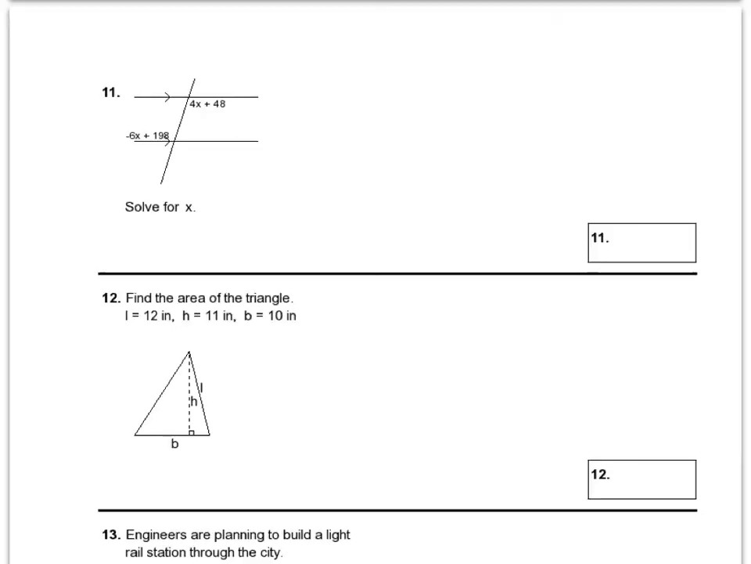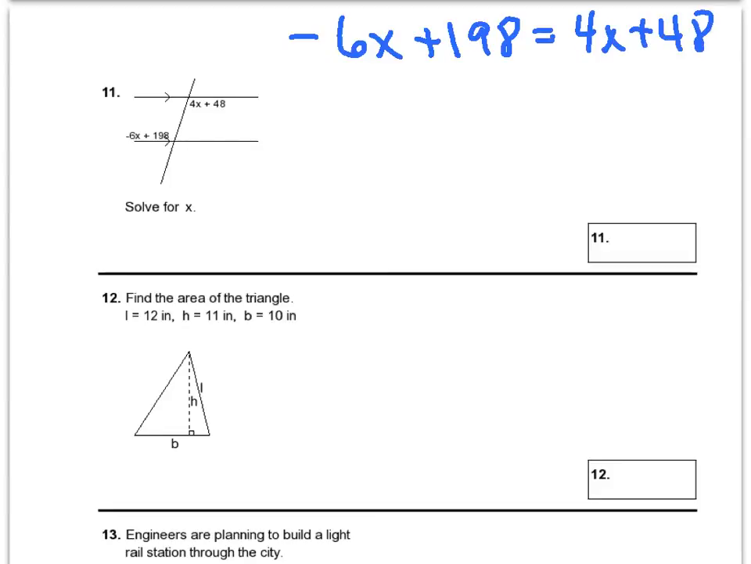Number 11. We have alternate interior angles, and they are congruent, so we're going to set negative 6x plus 198 equals 4x plus 48. So we'll solve this one just like we've done the other ones. It's really just a basic algebra problem. Subtract 198 from both sides. So I get negative 6x equals 4x minus 150.